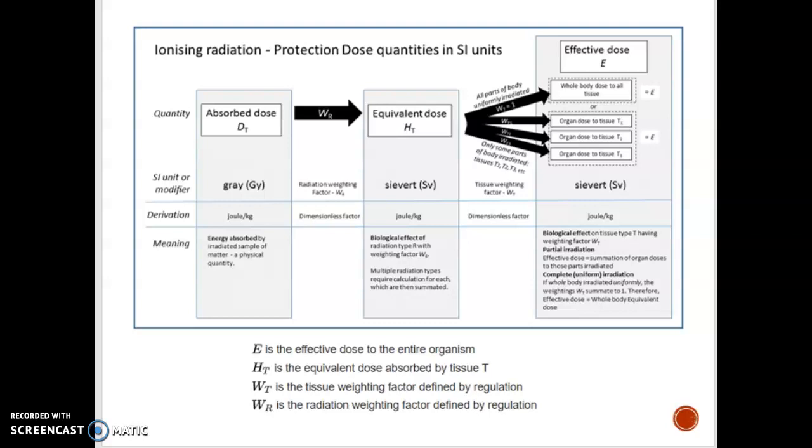Welcome back. I trust you were able to answer those questions on equivalent dose. I'm sure you found that they were quite simple and easy to do. And now we move on to effective dose. So what is effective dose?